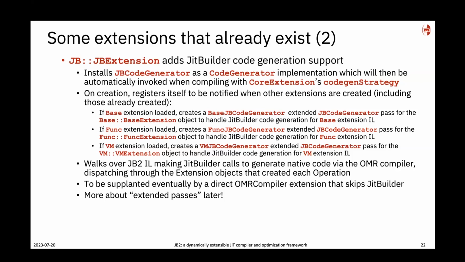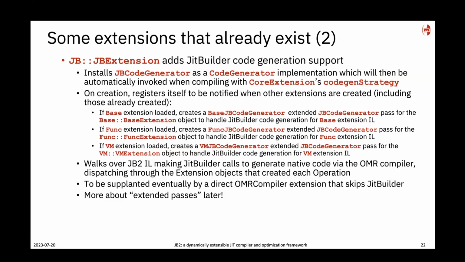So the idea was that I wanted to explore encapsulating all of that within a JB extension, and then that was a forcing function on some of the extensibility mechanisms to be able to figure out how you could do that, and yet be able to deal with the fact that, well, maybe the base extension is loaded or maybe it's not. Maybe the func extension is loaded or maybe it's not. And how do you handle that?